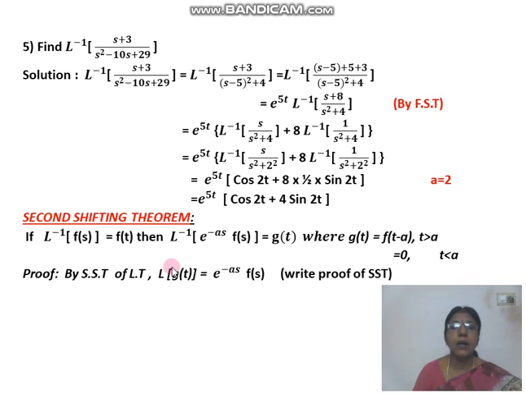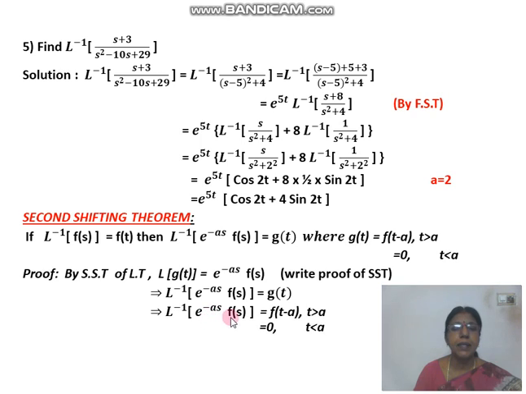Okay. Already we proved the second shifting theorem in Laplace transform. Write that proof here. You get the last step. L of g of t is equal to e power minus as f of s. So by the second shifting theorem of Laplace transform, L of g of t is equal to e power minus as f of s. Just you write L inverse. L inverse of e power minus as f of s is equal to g of t. What is g of t? That is equal to f of t minus a for t greater than a, 0 for t less than a.